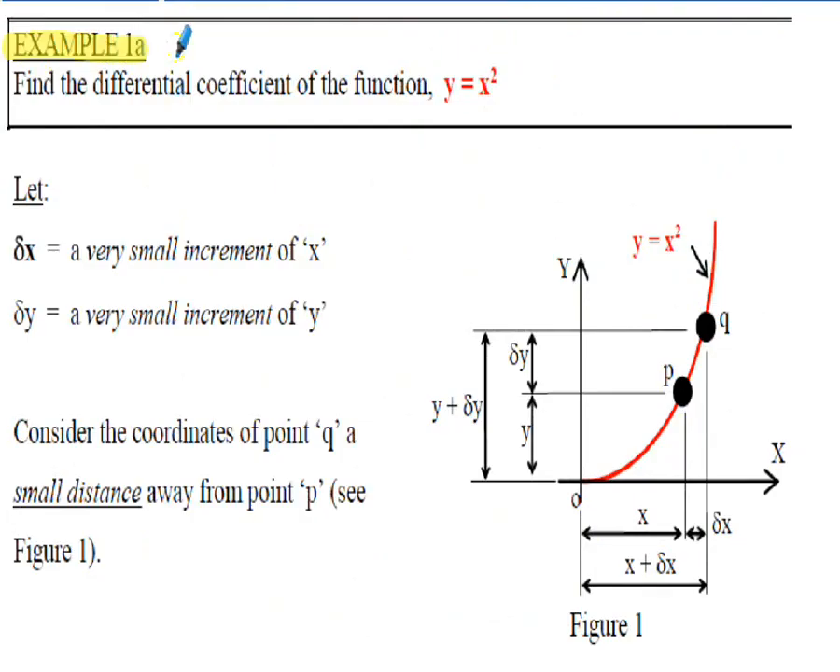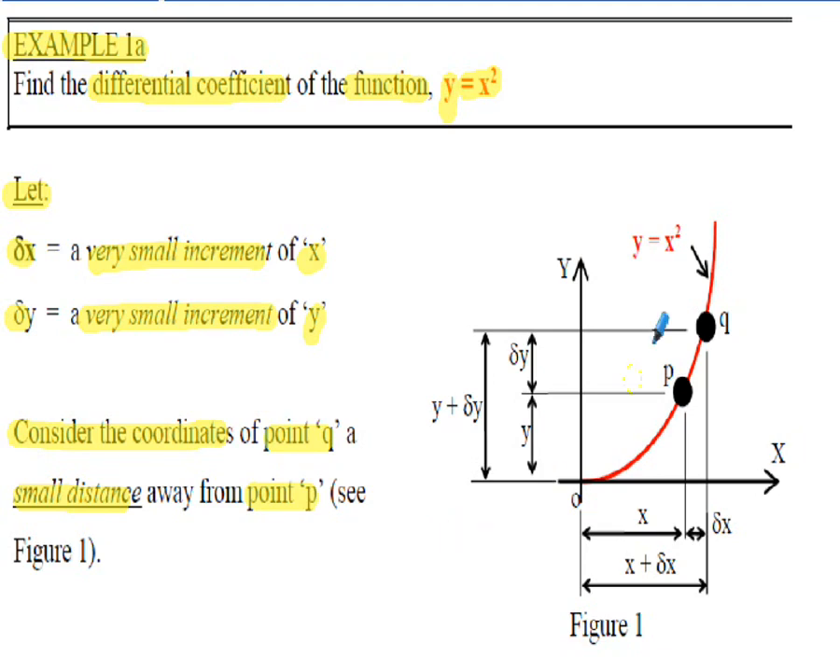Example 1a. In this example, we're going to try and find the differential coefficient of a given function, and that function is y is equal to x squared. We're going to use what's called classical differentiation to find this differential coefficient. So in the classical differentiation approach, we're going to let delta x be a very small increment in the x direction and delta y be a very small increment in the y direction.